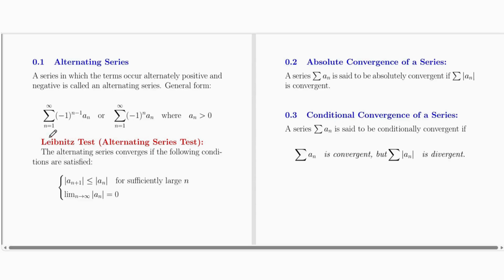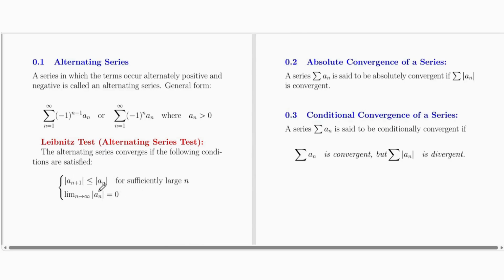Now to check the convergence of this series, we can apply the Leibniz test. So first of all we will discuss what the Leibniz test is. The alternating series converges if the following conditions are satisfied. First condition is mod an plus 1 is less than or equal to mod an for sufficiently large n.